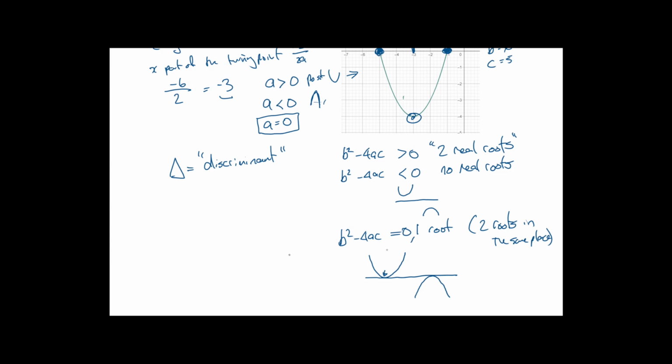Sometimes this is called an embrasse intercept, meaning it just comes up, and embrasse is French for kissing. So it's just going to come down, it's just going to kiss the x-axis and move back up again. Okay, let's have a look at some examples.